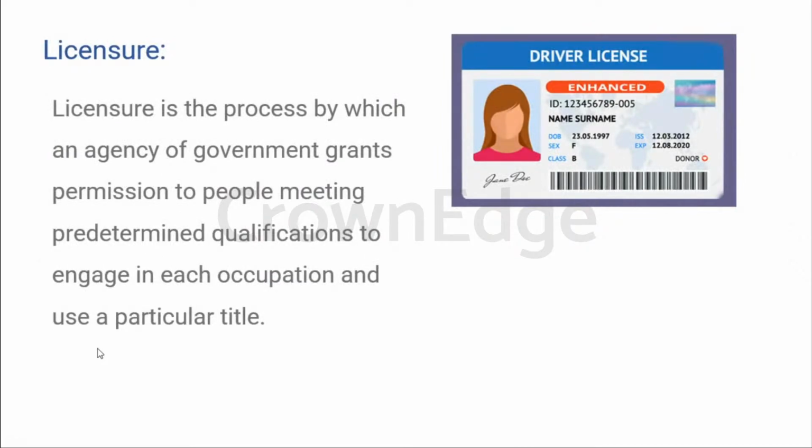The first one is licensure. Licensure is basically the process by which any agency, usually government or sometimes government-funded agencies, grant permission to people. They don't do it for everybody. In order to get that permission, you have to meet certain predetermined qualifications to engage in an occupation or use a particular title. For example, anybody and everybody cannot drive a vehicle. You have to give your licensing exam and then you are given a driver's license. That's basically the permission from the government side.